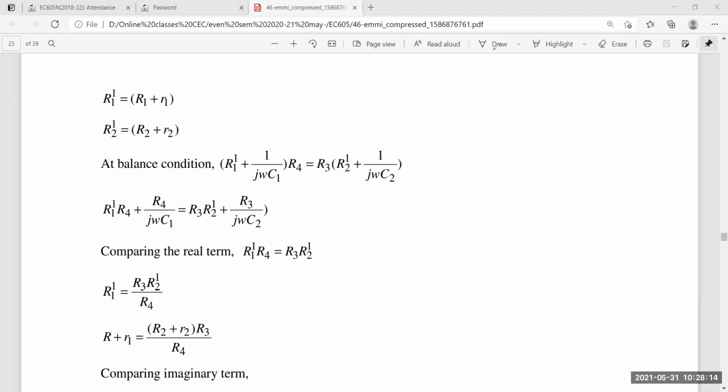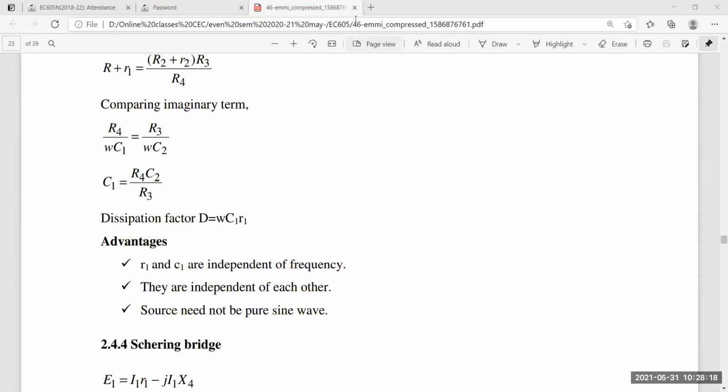अब नीचे देखो, नीचे क्या है? We have compared the real part. Now we should compare the imaginary part. ठीक है? Imaginary part कौन सा है? Imaginary part को हमने ले लिया है, that is R4 by omega C1, R3 by omega C. तो यहाँ से मुझे I need the value of unknown capacitors, that is C1, right? So this is I have taken, that is R4 C2 by R3.